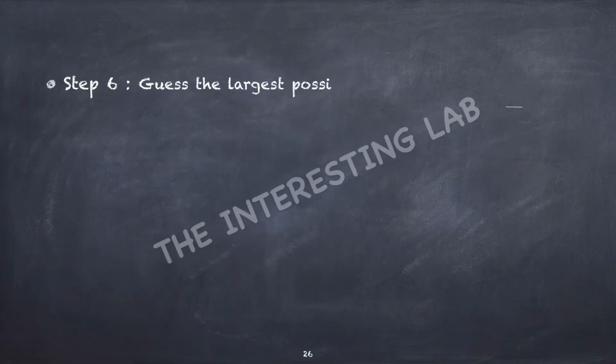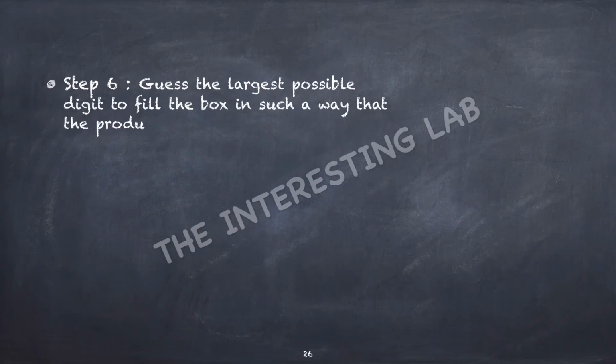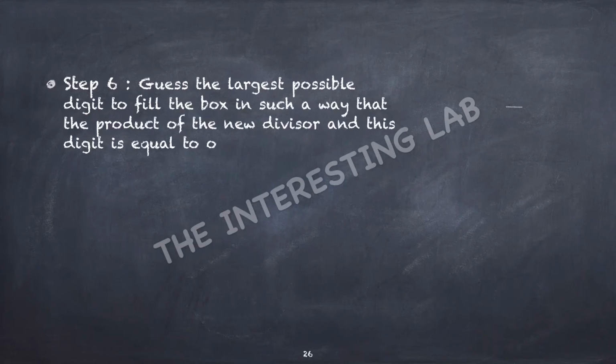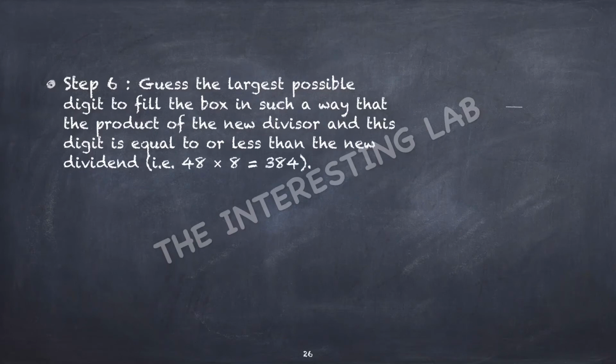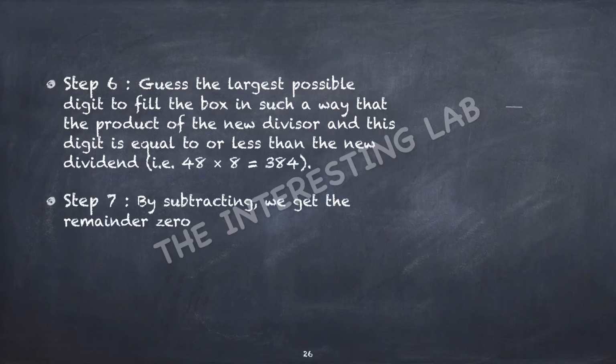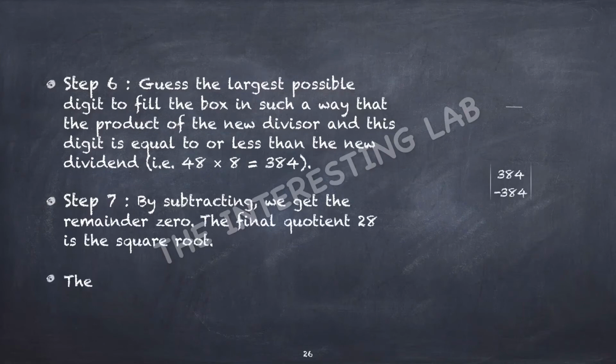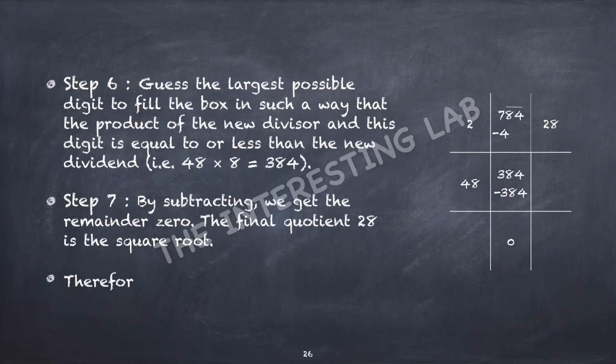Step 6. Guess the largest possible digit to fill the box in such a way that the product of the new divisor and this digit is equal to or less than the new dividend, i.e. 48 times 8 is equal to 384. Step 7. By subtracting, we get the remainder 0. The final quotient 28 is the square root. Therefore, root 784 equals 28.